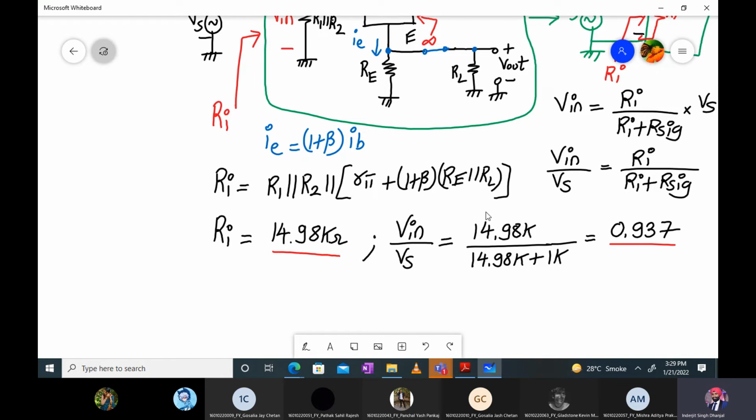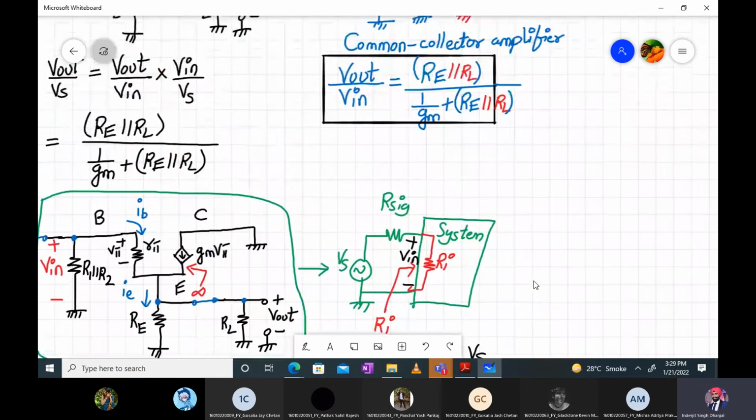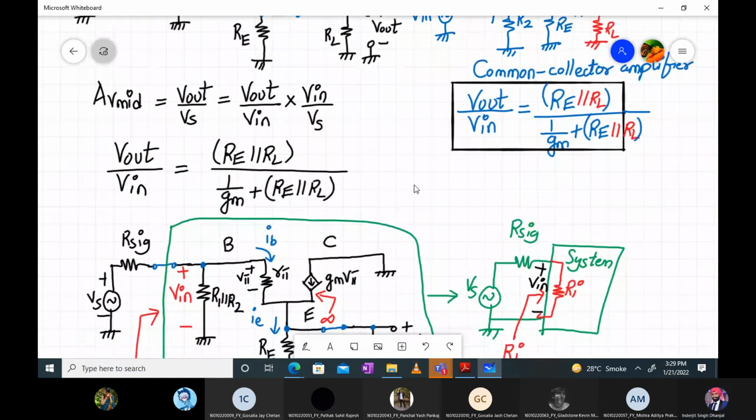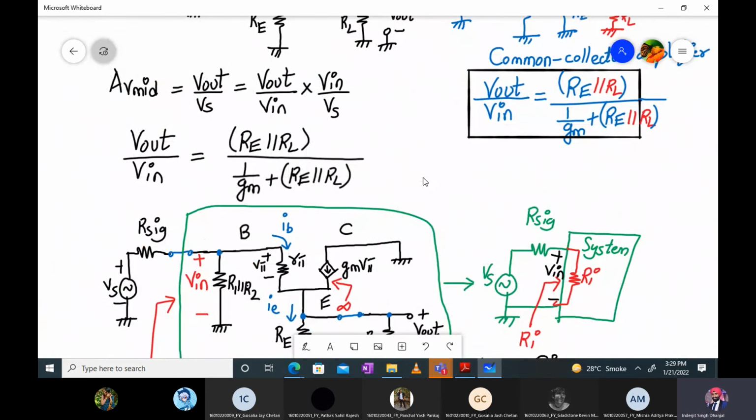Okay. So finally, we have to calculate Vout upon Vin. So what's the value of Vout upon Vin? Let's calculate that now. If you see carefully, we have Re parallel to RL. So we will have to look out for what's the value of Re here. In this numerical, they have given the value of Re as 5K. So this is 5K parallel to RL, whose value is 2K.